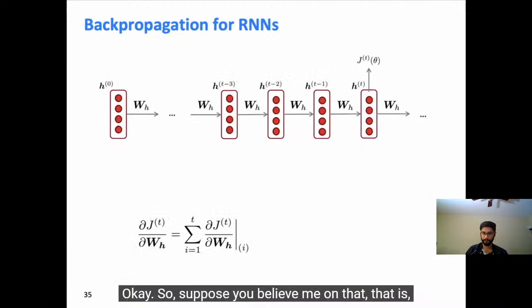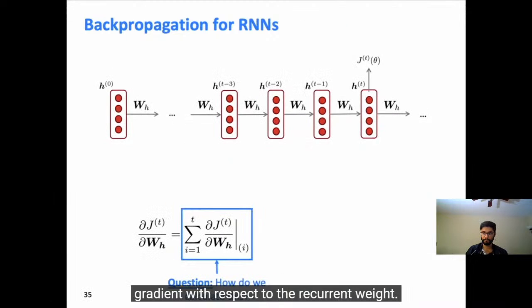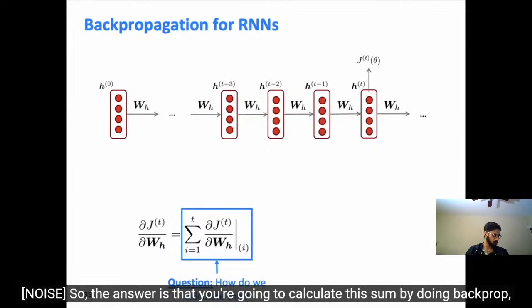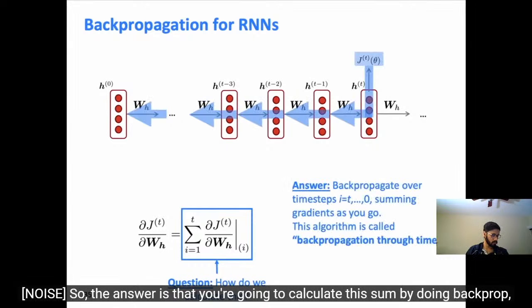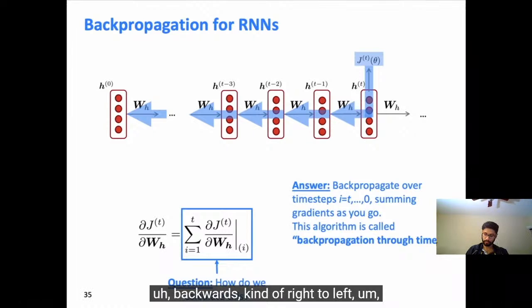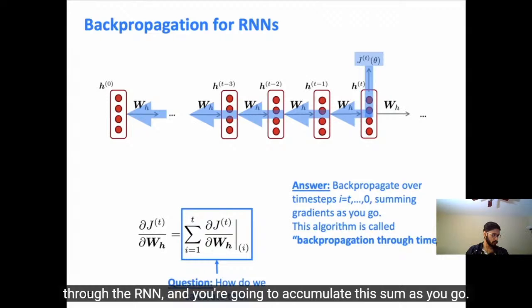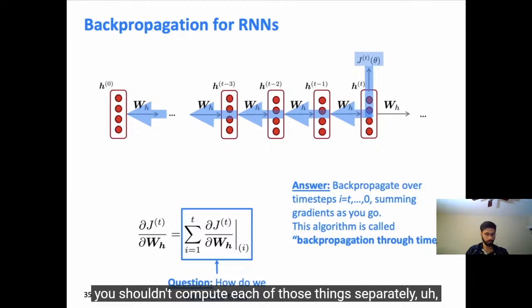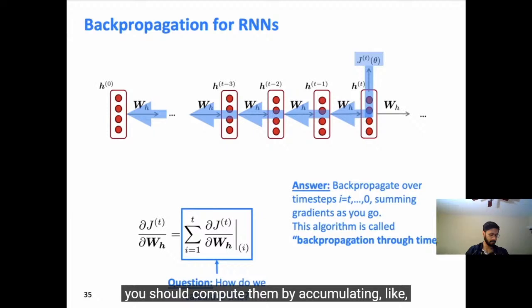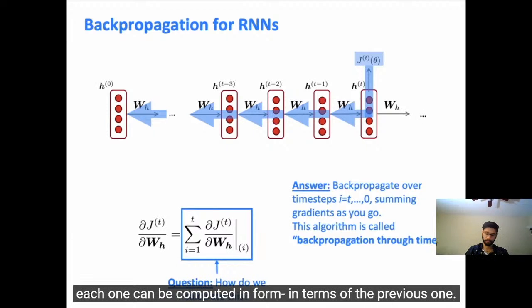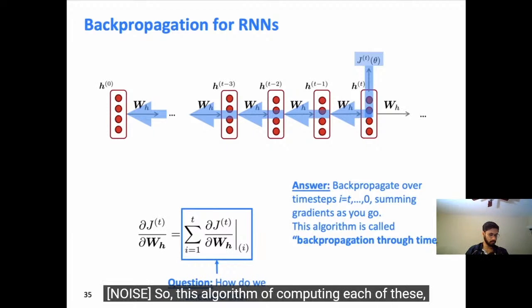Okay, so suppose you believe me on that. That is how you compute the gradient with respect to the recurrent weight. A remaining question is, how do we actually calculate this in practice? The answer is that you calculate this sum by doing backprop backwards, kind of right to left, through the RNN, and you accumulate this sum as you go. The important thing is you shouldn't compute each of those things separately. You should compute them by accumulating, like each one can be computed in terms of the previous one.